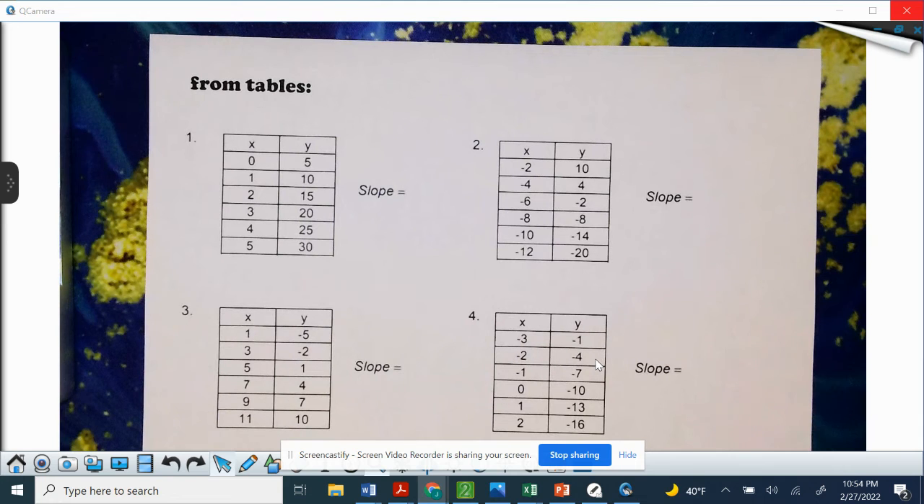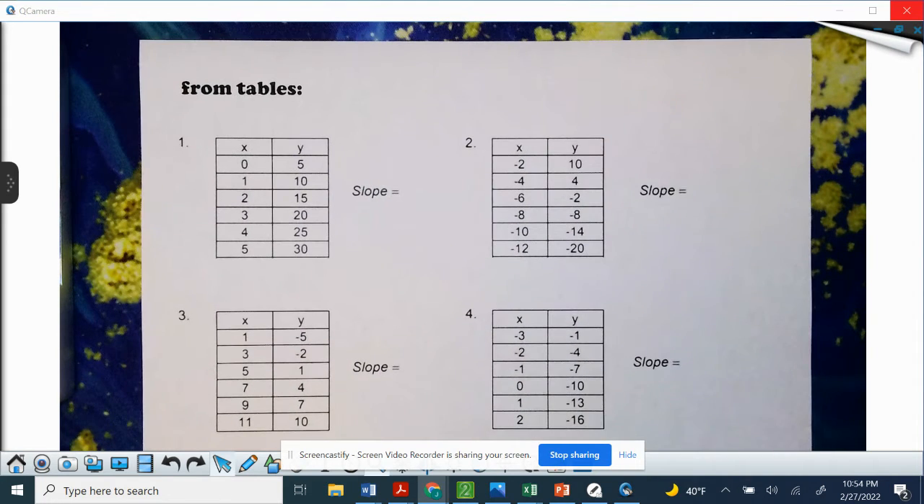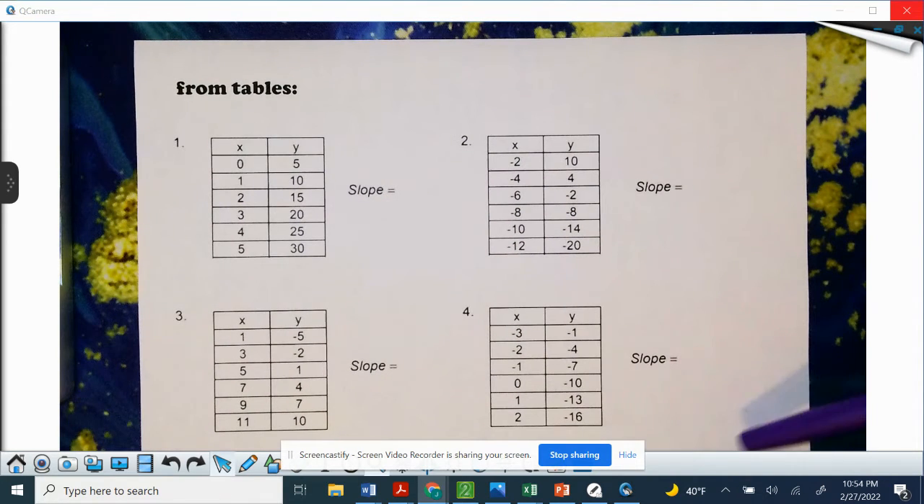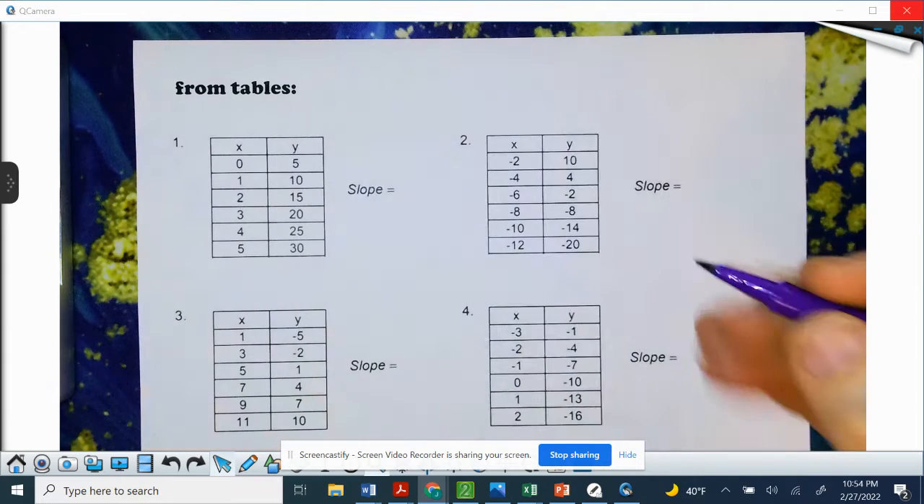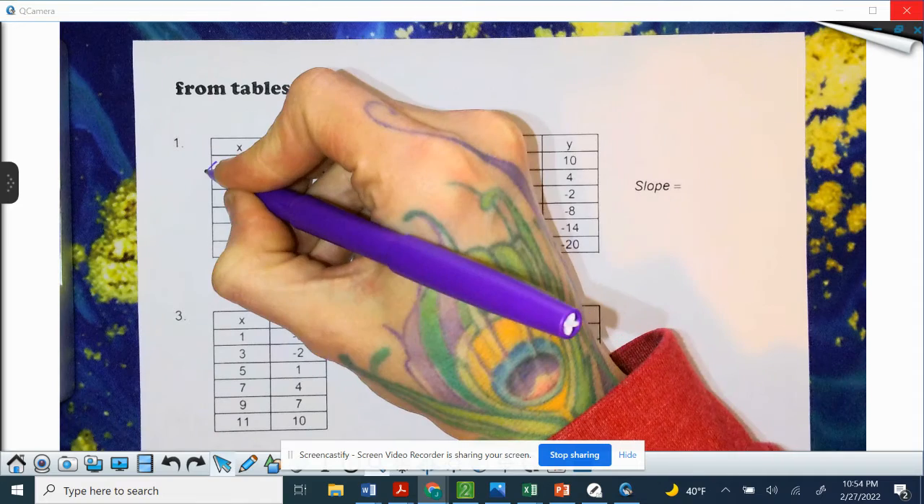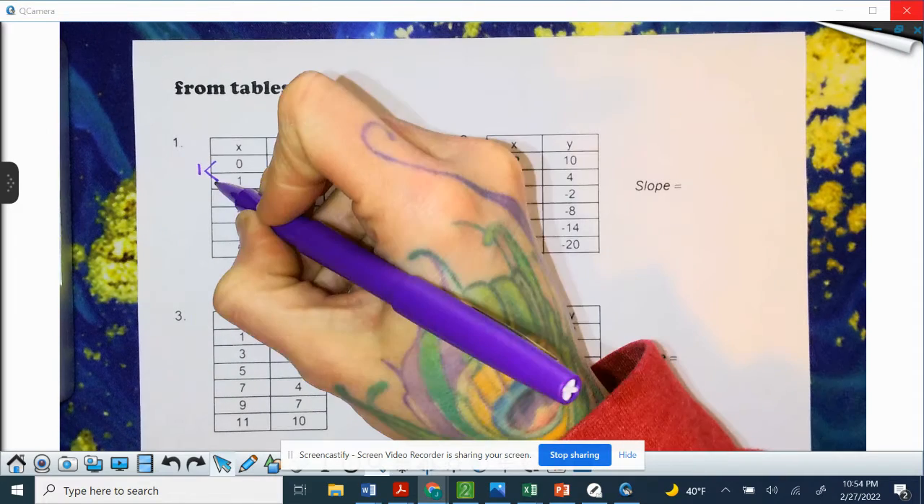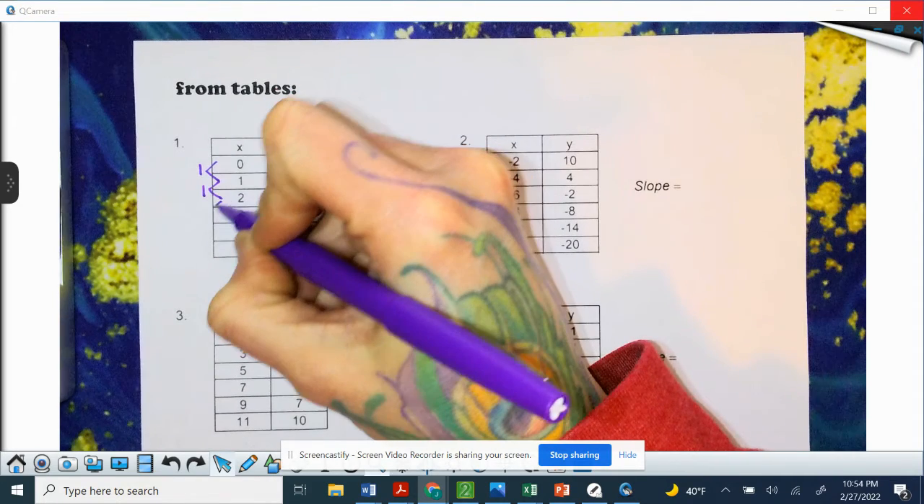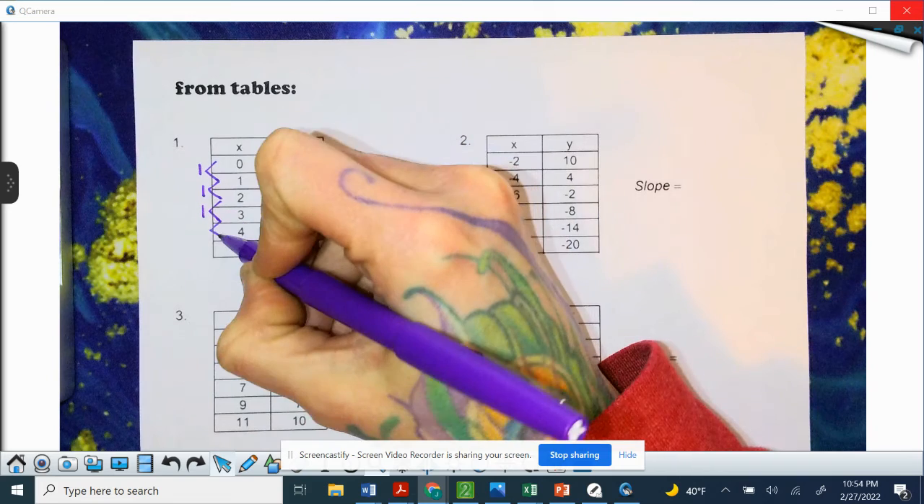So moving right along in our adventures of solving for slope, we did graphs first, and now we're looking at tables. So you're going to look down your x side and your y side, and so from 0 to 1, that's a 1. 1 to 2 is 1. 2 to 3 is 1. 3 to 4 is 1. 4 to 5 is 1.